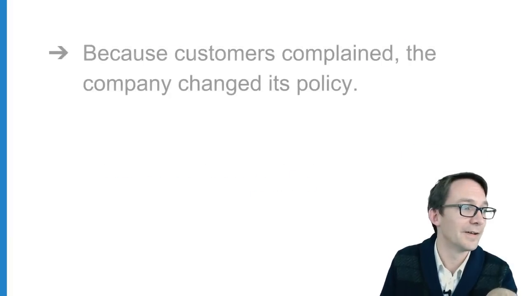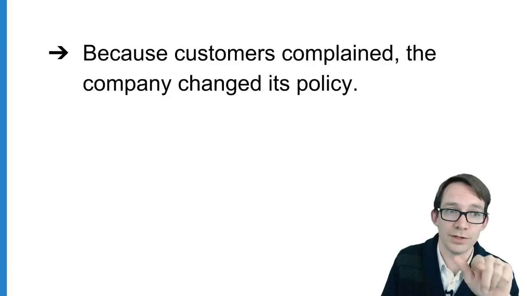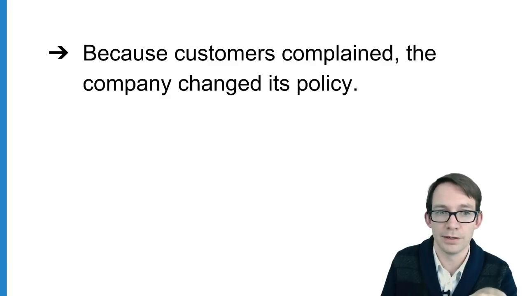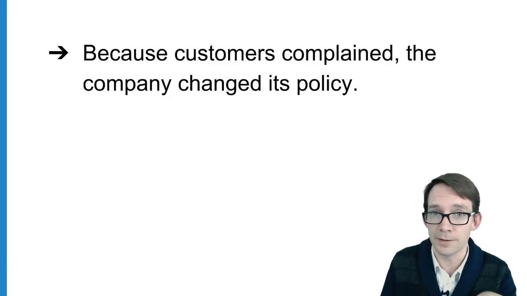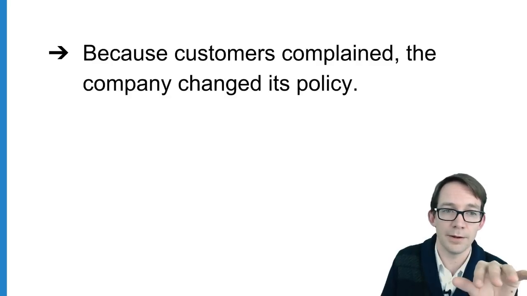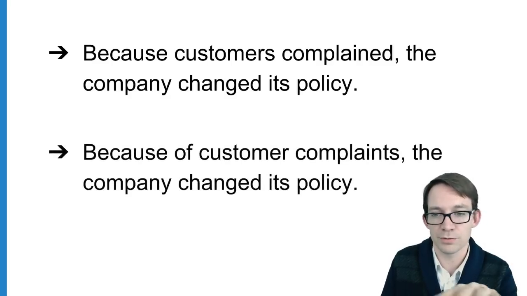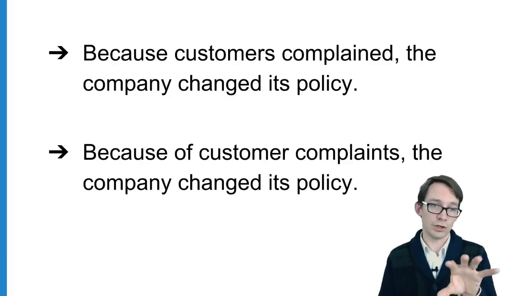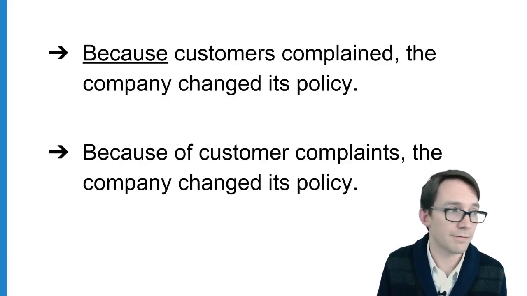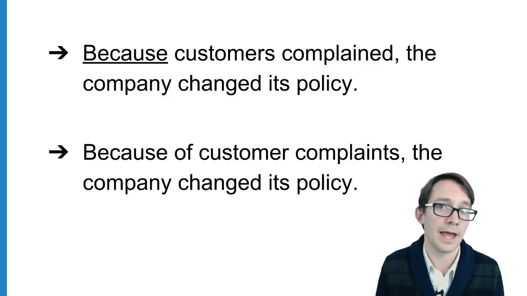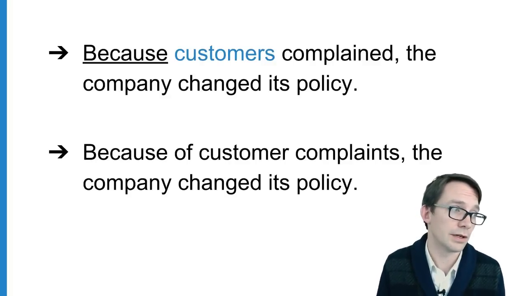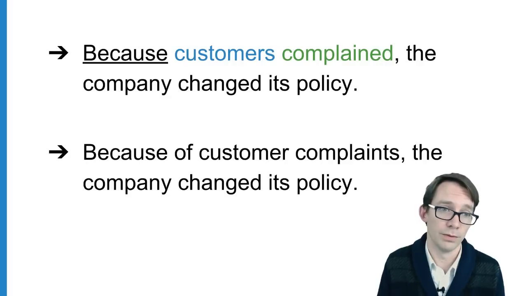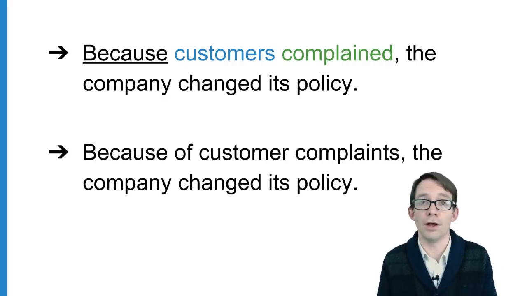So my first example was this. Because customers complained, the company changed its policy. Okay, and the second one, because of customer complaints, the company changed its policy. Again, the same meaning, but if you look closely, you'll notice that if I'm using because, I have to use afterwards a subject and a verb. So because is used with a clause, okay, in order to be complete.